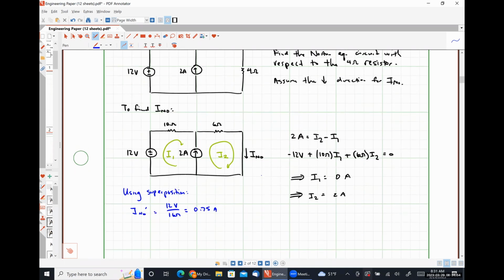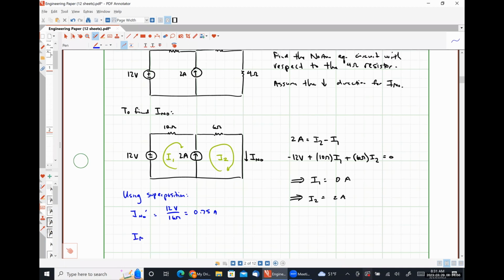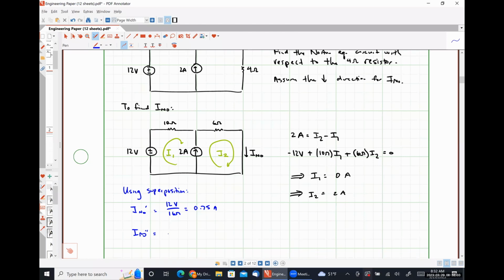Seems reasonable. I Norton double prime, so this is going to be current source on, voltage source off, is going to look like 2 amps times 1/6 over 1/10 plus 1/6. So let me just see what this happens to be. My best guess is it's going to come out to be 1.25 to make the math work out both ways. It just seems interesting to me.